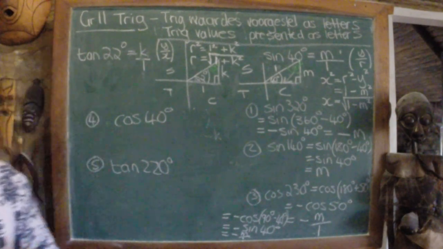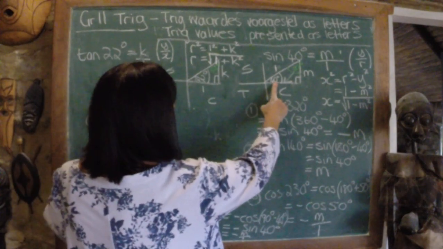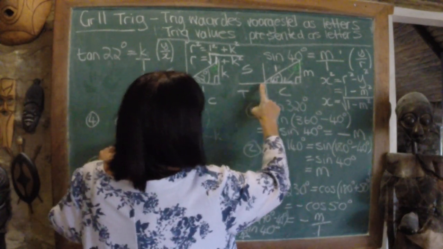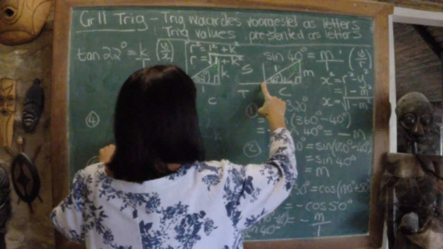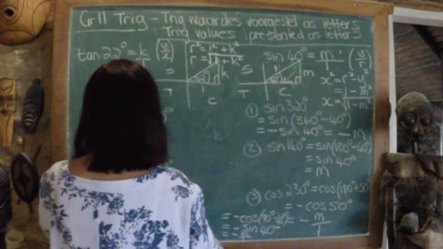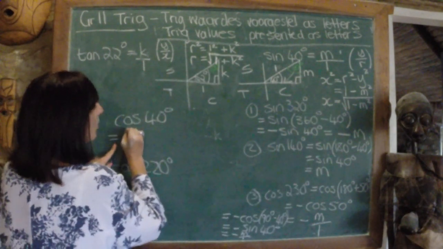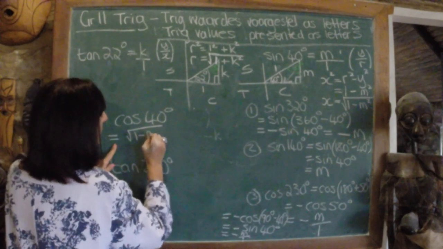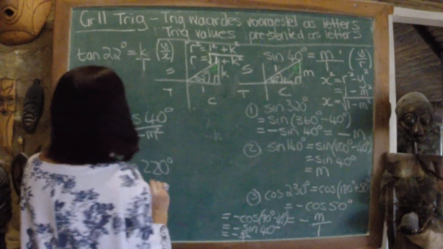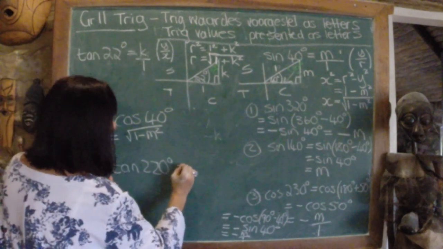Cos of 40, that's an easy one. Cos of 40 is then, if we work with 40, it's fine. We can take it as x on r. So ons het vir x hier gaan uitwerk. X is die wortel van 1 minus m kwadraat op 1. Not necessary to write the 1. Very easy.